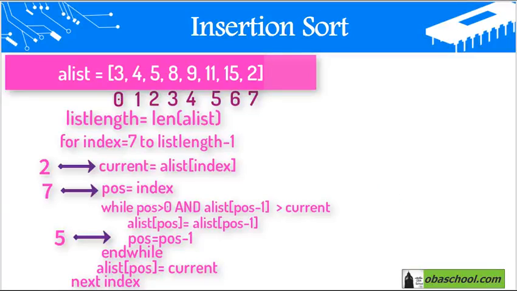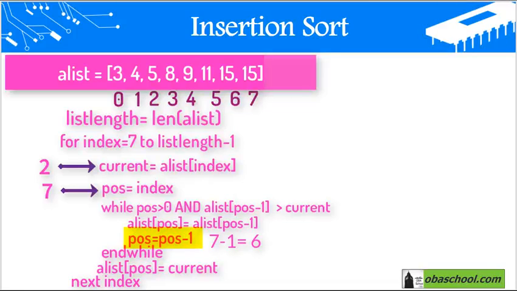Now we will put in a list pose, which is 7, the value found on a list pose minus 1, which is 7 minus 1, it's 6. So the value which is found on index 6 is 15. We're putting it on index 7. Then we will change the pose: pose is equal to pose minus 1, which is 7 minus 1. The pose now is 6.